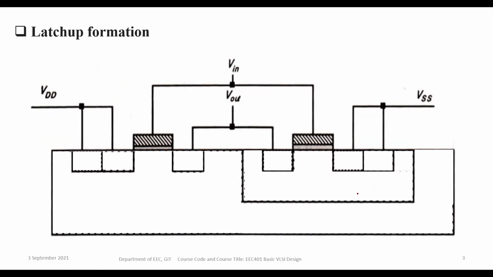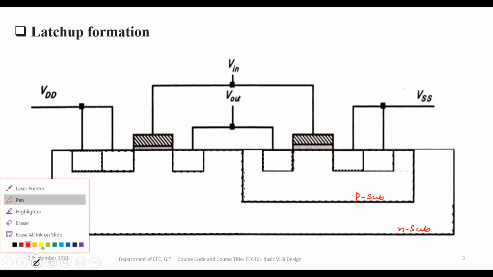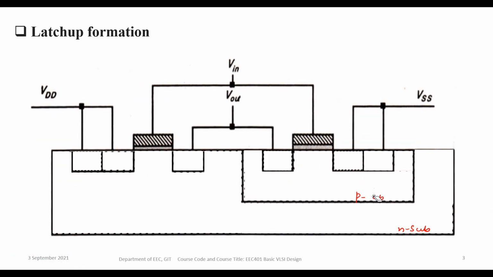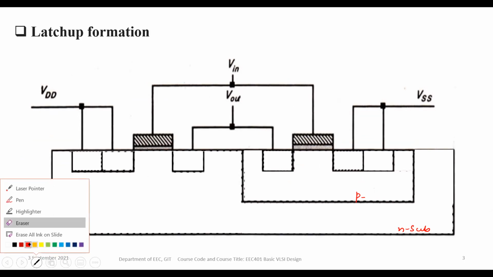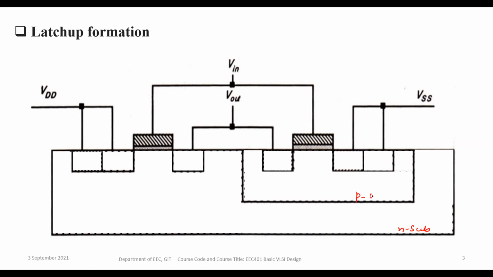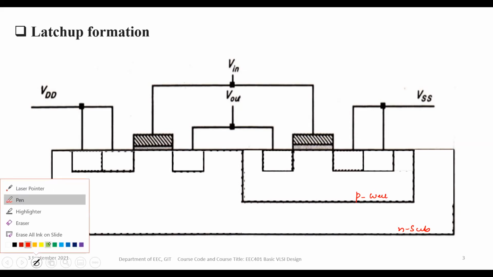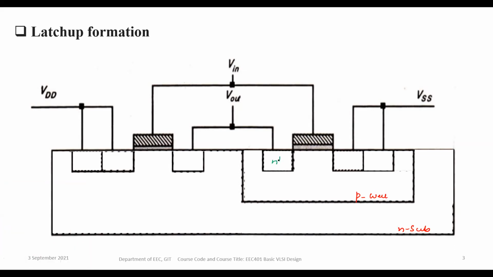For example, this is a P substrate, let us consider. Okay, this is the N substrate. It is a P well, for example. In the P well, what transistor can we form here? We can form an N plus here, and here also an N plus. Here is a P plus substrate contact. So what is here in this case now?